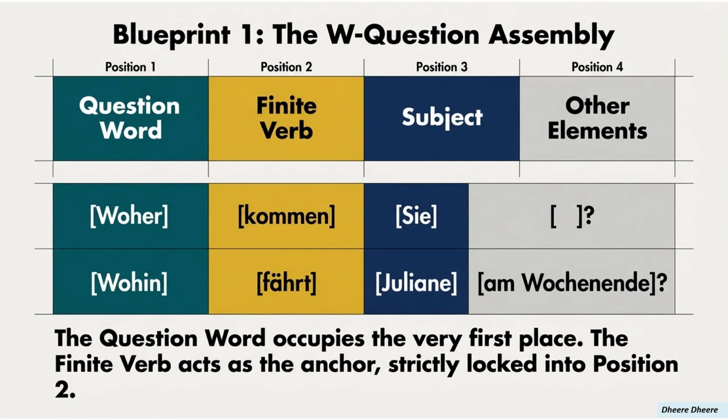So how do we put the pieces together? How do we form the interrogatives in German? The question word occupies the first place in a question. It is followed by the finite verb as the second and then the subject. For example, woher kommen Sie? Meaning, where do you come from? Or wohin fährt Juliane am Wochenende?